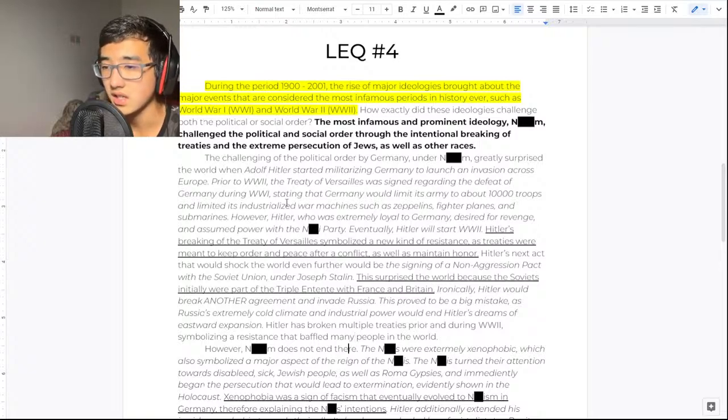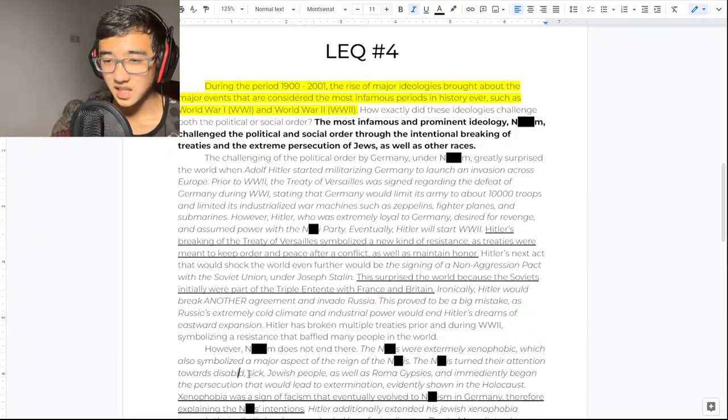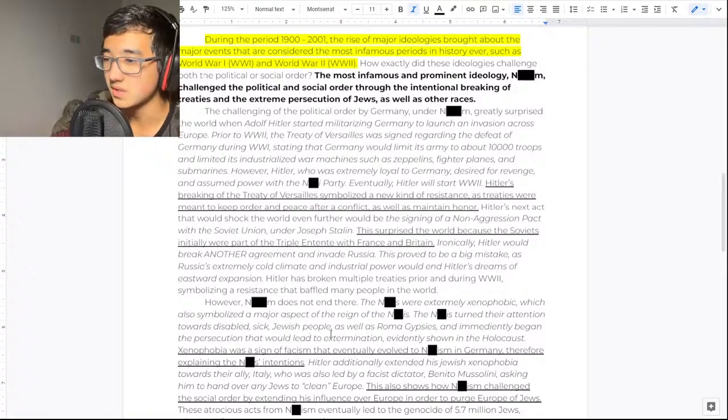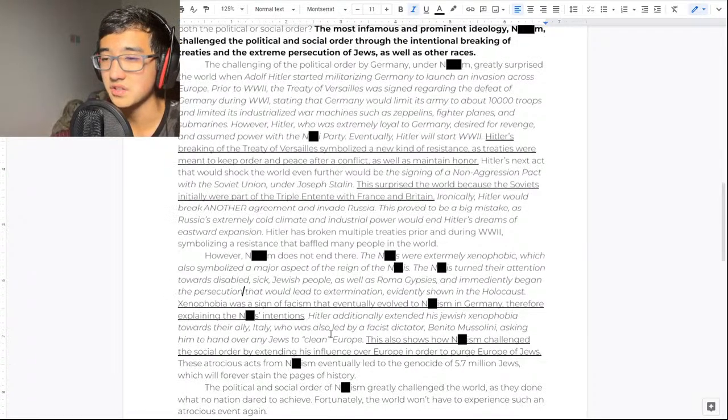However, it does not end there. The Nazis were extremely xenophobic, which also symbolized a major aspect of their reign. They turned their attention towards the... What is wrong with me? Disabled, sick Jewish people, as well as Roma gypsies, and immediately began the persecution that will lead to extermination, evidently shown in the Holocaust. Xenophobia was a sign of fascism that eventually evolved in Germany, therefore explaining the Nazis.